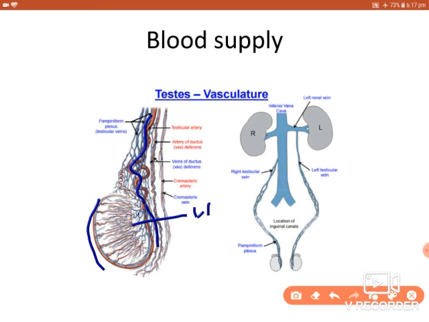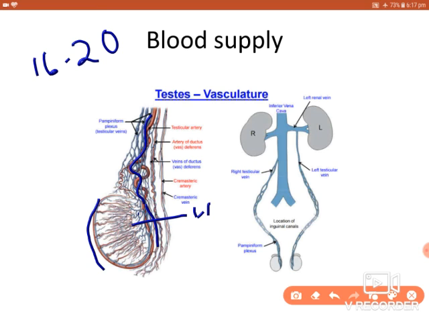Then venous drainage is as the pampiniform plexus of veins. There are some 16 to 20 veins coming out from the testis.